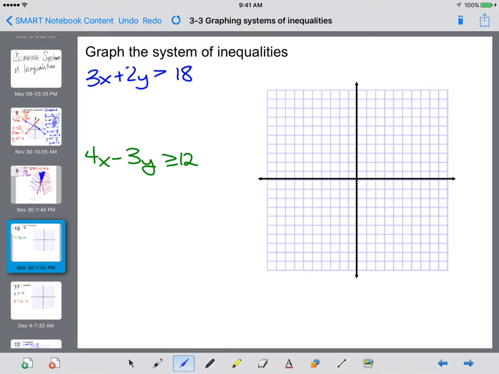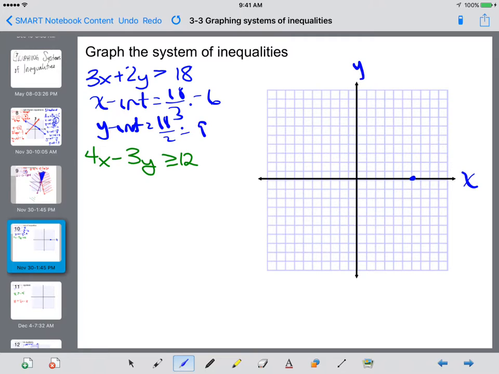Let's try a standard form inequality. For our x-intercept here, we need to do 18 divided by 3, which is 6. So along the x-axis, I'm going to go over 1, 2, 3, 4, 5, 6. The y-intercept is 18 divided by 2, which is 9. I'm going to go up 9 on the y-axis, which is right here.